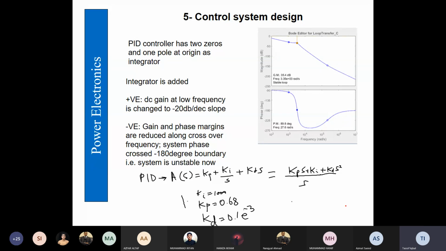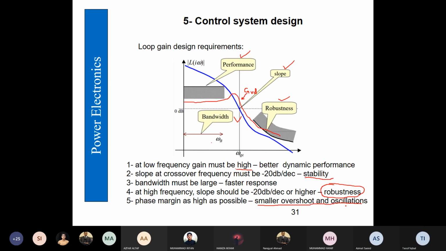So let me show you the pictures. First for the PID control, and then for the modification, so that we finally have the loop gain similar to the blue line.